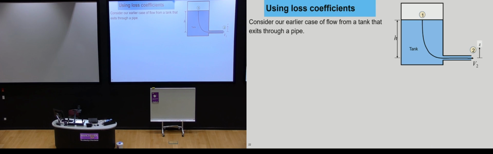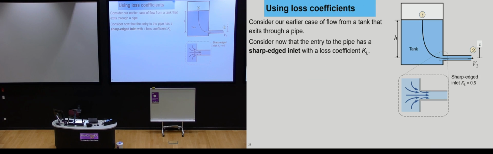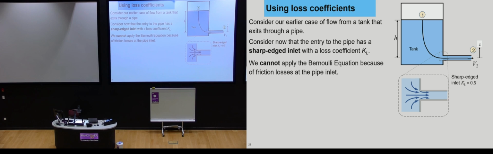Okay, so how do we use a loss coefficient? I said that loss coefficient goes into the head loss or the energy loss. So let's consider an example. Here we've got that flow in the tank again, so here's the streamline, but now you've got this sharp-edged inlet here, so here's the loss coefficient of 0.5. It's very clear, because we're told we have a loss coefficient, that we can't use Bernoulli here, because Bernoulli is frictionless, incompressible and steady. So we've got friction losses now at that pipe inlet.